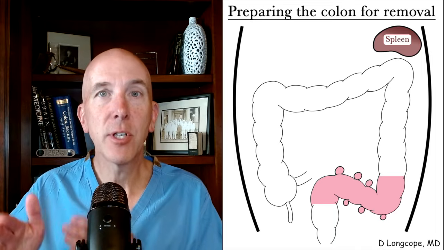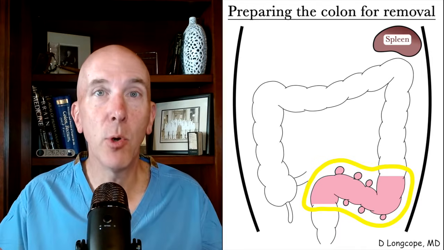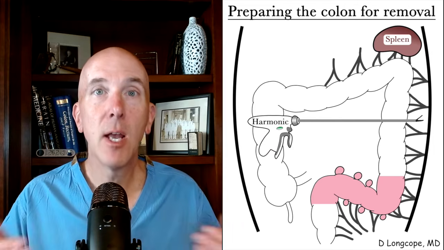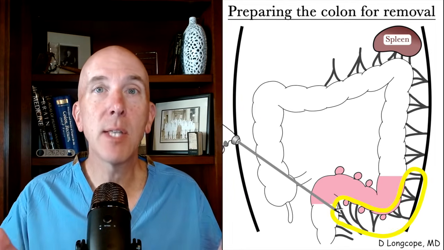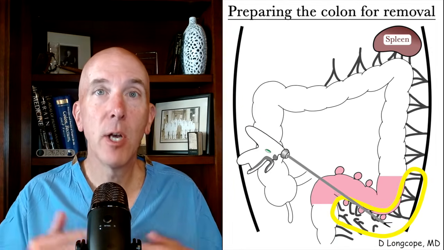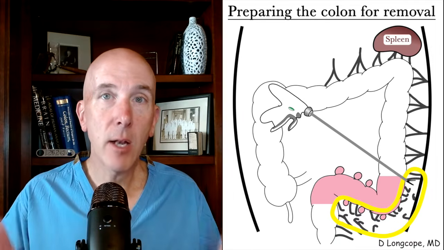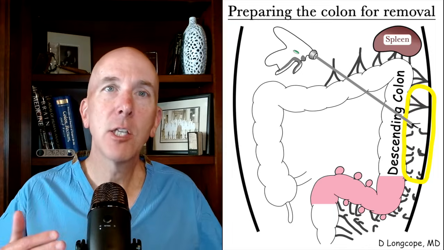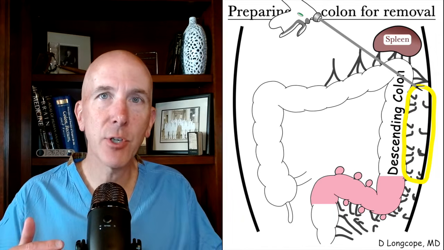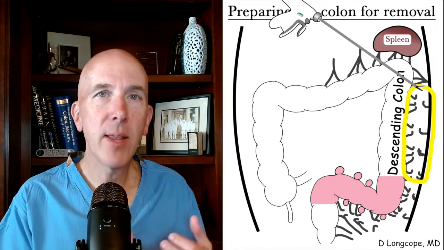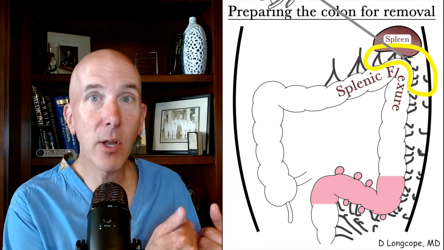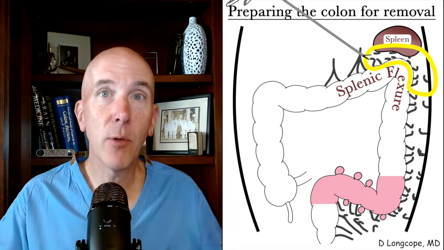Then we draw our attention to the diseased section of sigmoid colon that we need to remove. There are attachments on the outside edge of that colon that are holding it in place, and we need to divide those. And we use that harmonic scalpel that I talked about earlier to divide those attachments. Now, not only those, but we also have to free up the attachments to the other part of the colon above so we can swing that down and reattach it to the healthy rectum. So we divide those up above at the descending colon, and then sometimes up around that bend in the colon by the spleen, appropriately called the splenic flexure.